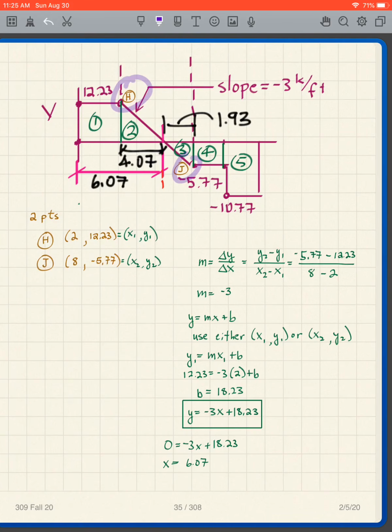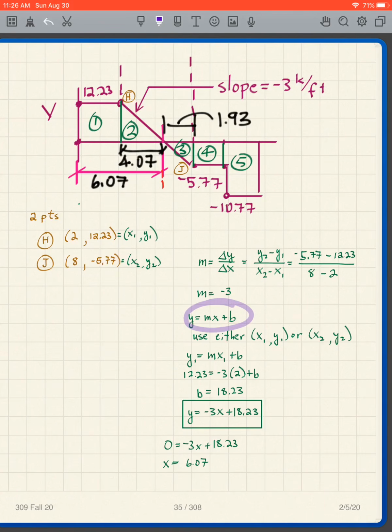Another way to do this: I have point H and point J. The coordinates of point H are 2, 12.23. The coordinates of point J are 8, negative 5.77. Using your equations from high school, the first point can be x1, y1 and the second point can be x2, y2. M is delta y over delta x, which is y2 minus y1 over x2 minus x1. I plug that in and get m equals negative 3.